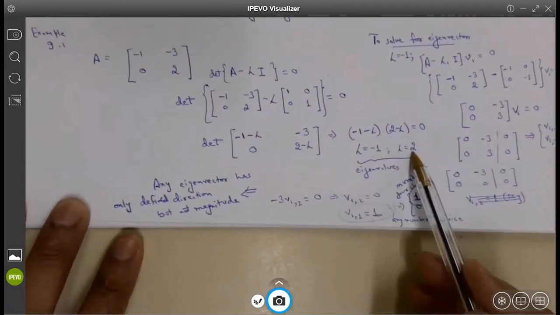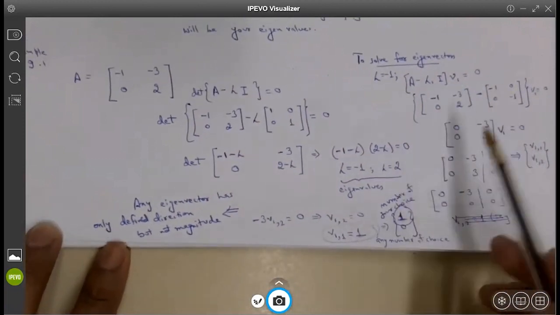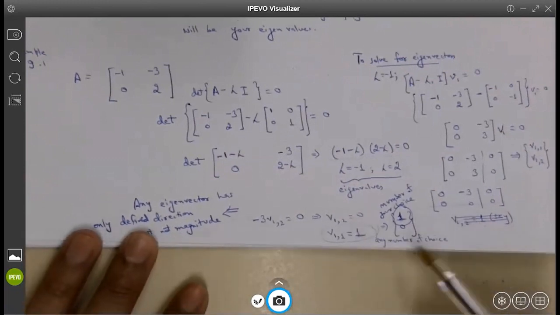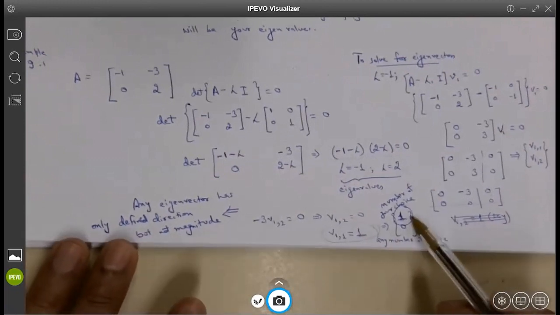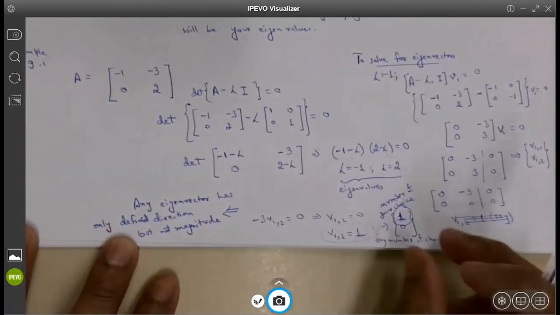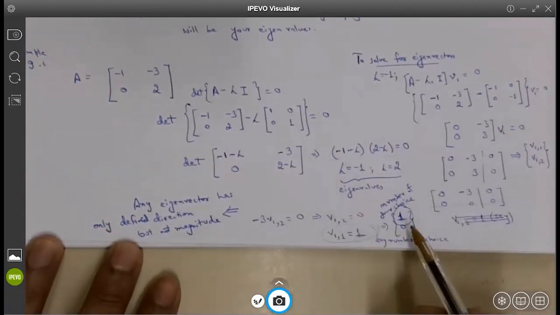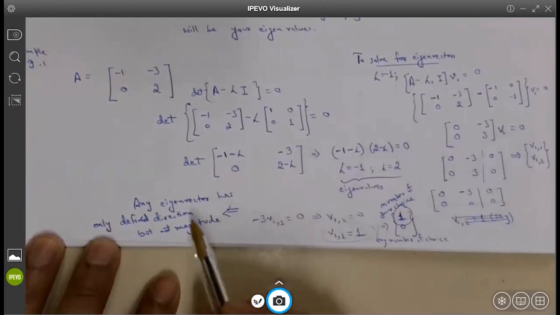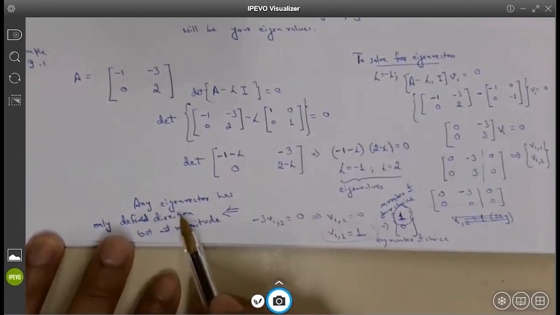Similarly, you can take lambda equals 2, you resolve this equation and you will get another eigenvector. Again, you will see there will be one free variable and you can select a number of your choice for that independent variable. Basically it is an independent variable. It can be any number. And that defines that the eigenvectors have defined directions.